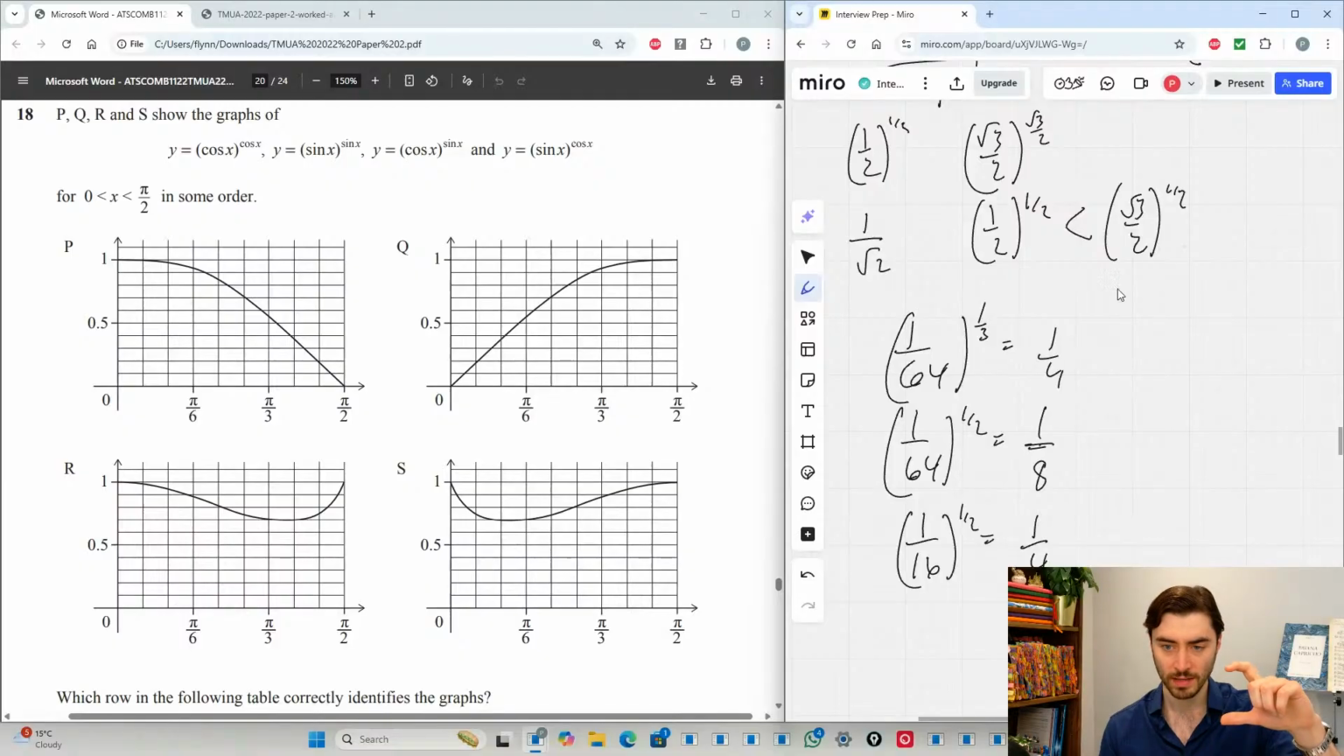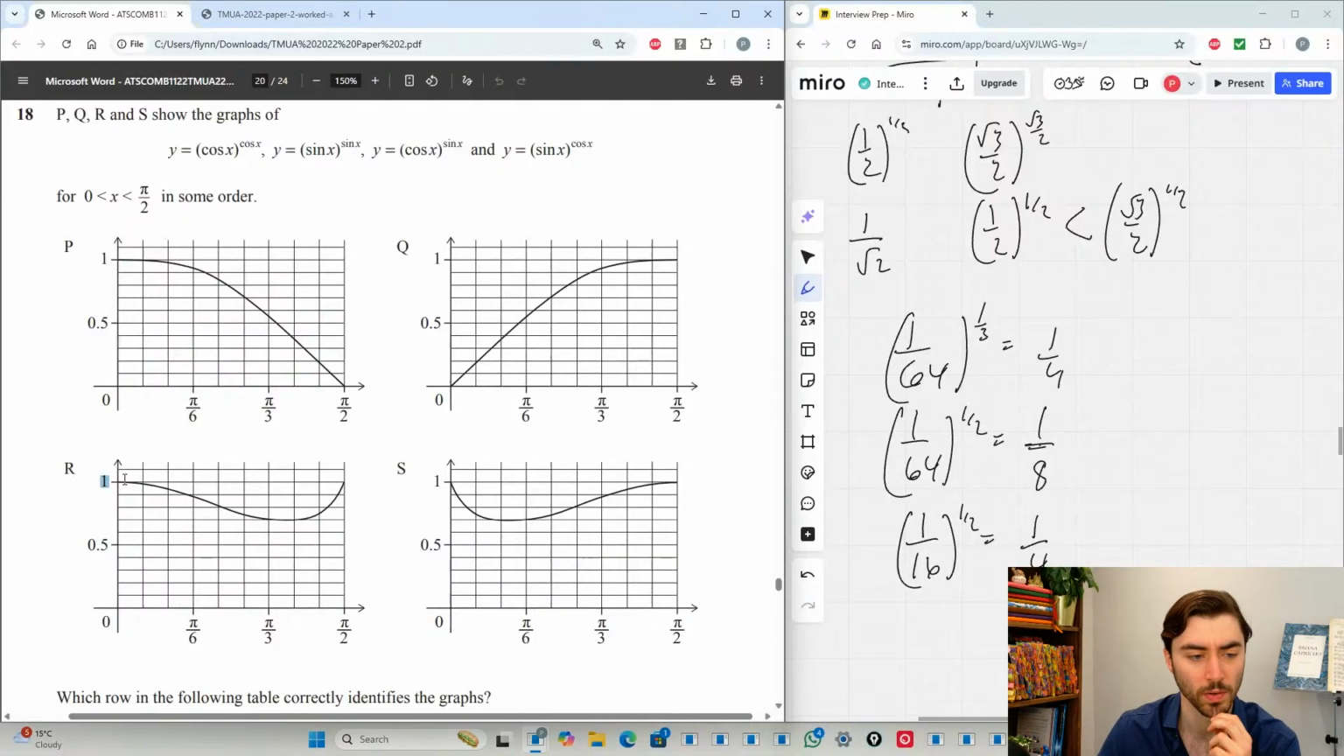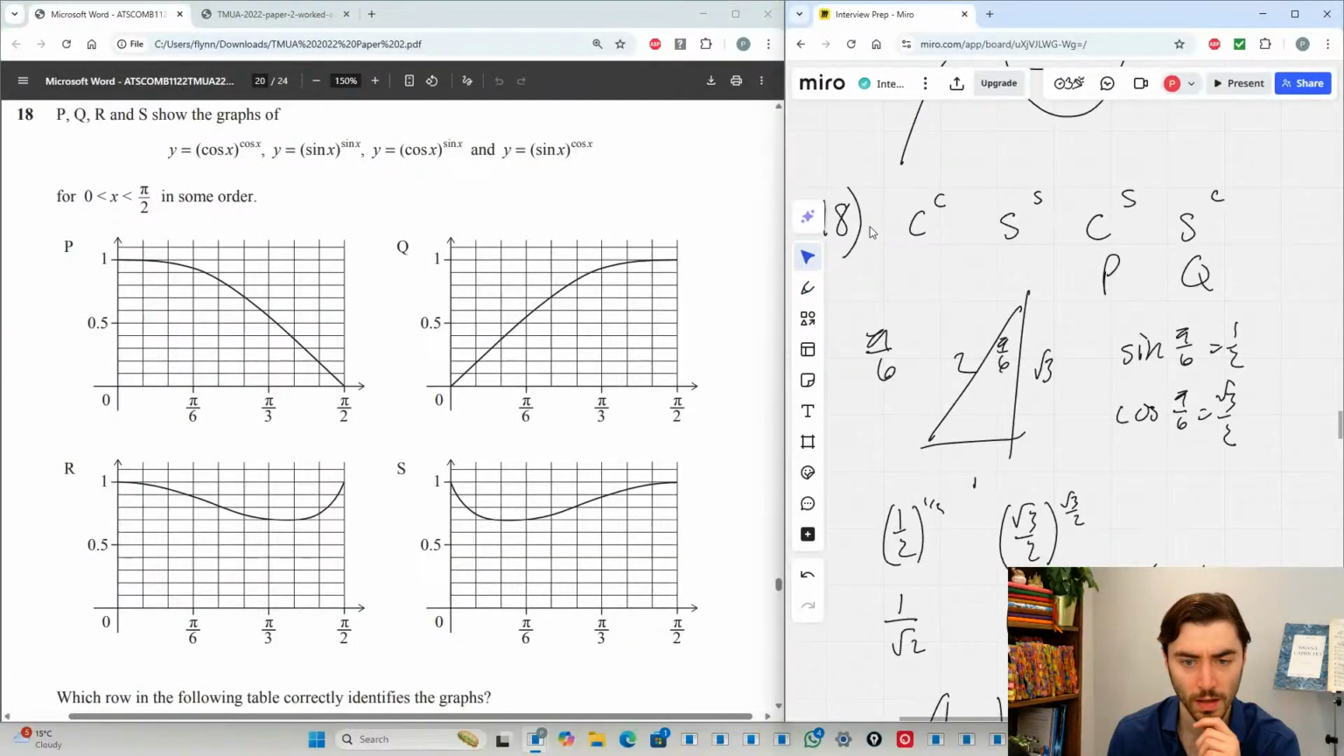And then if I raise the power, I shrink it again, but which one's going to predominate? Oh man. Well, okay, so I know that cos is changing very little around the origin. So I'm going to suggest that the R is the cos one. So I'm going to say that's R. I'm going to say that's S.